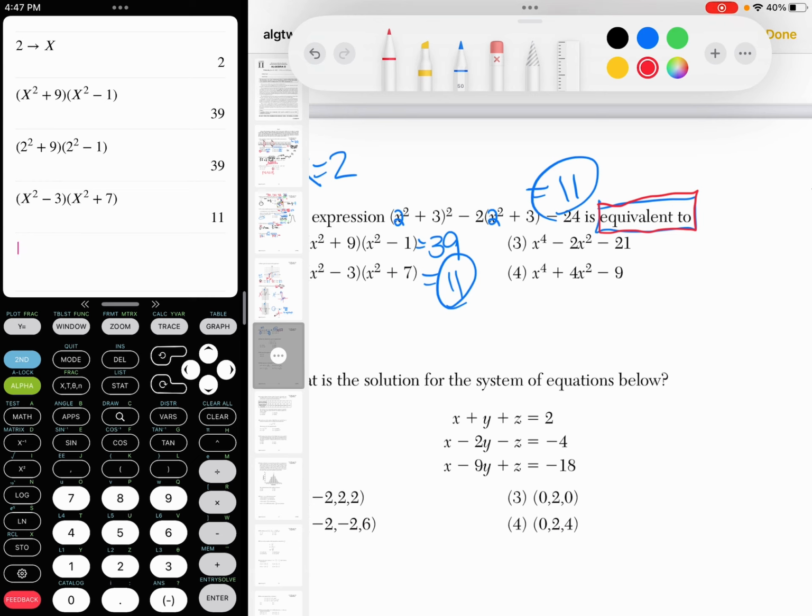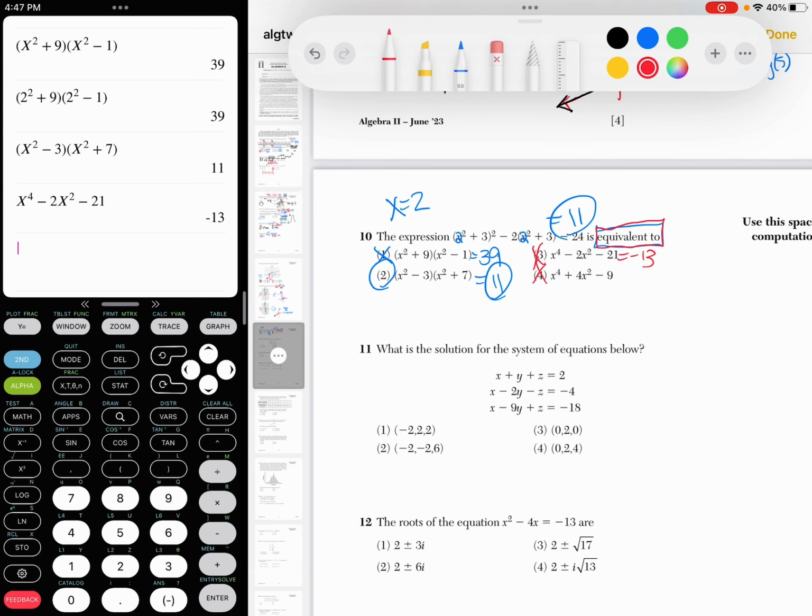Oh my gosh. I cannot even believe I just typed that in wrong again. X to the 4th minus 2x squared minus 21. You get the wrong answer, and then you get the wrong answer if you do choice 4 as well. I'm not even going to do it because we all know I'm going to do it wrong.